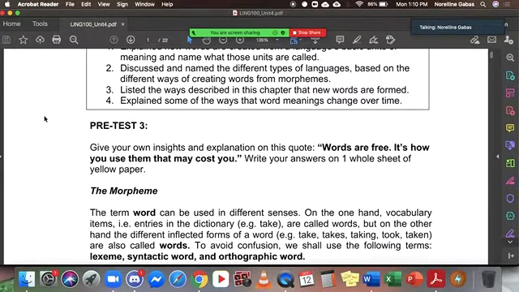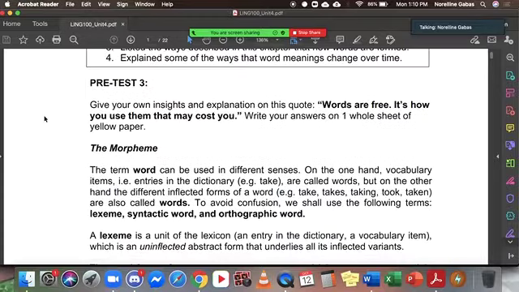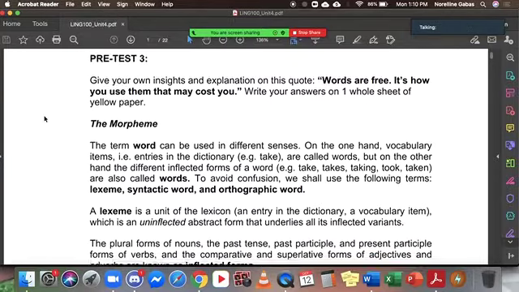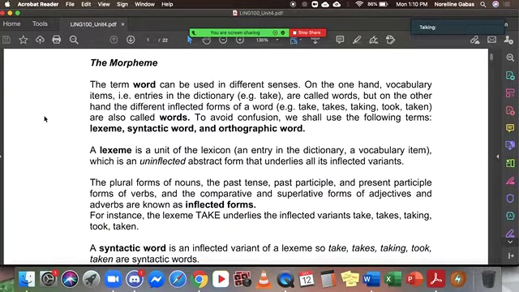So for the pretest, ayan siya. Insights nyo lang, explanation on this quote: Words are free. It's how you use it that may cost you. Okay. So, discussion proper.